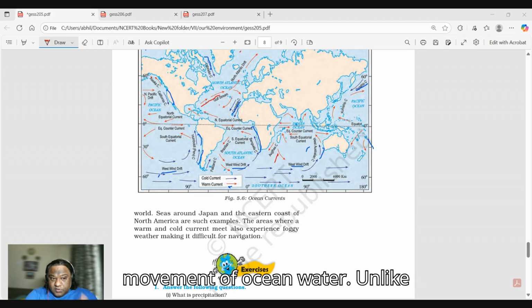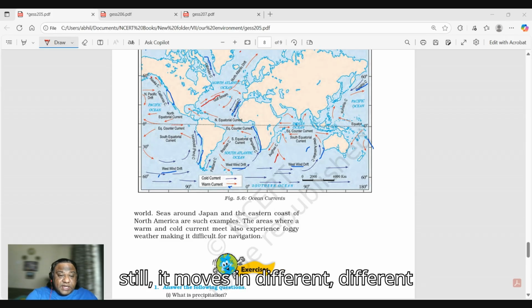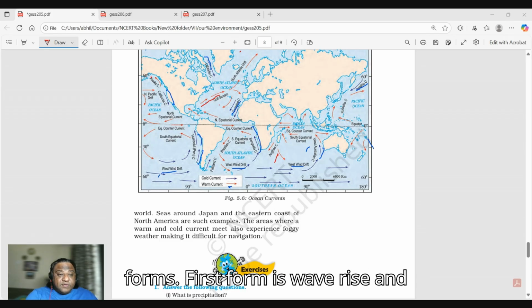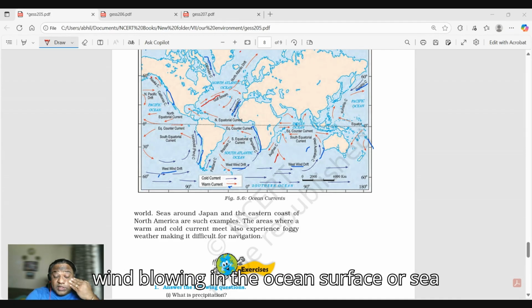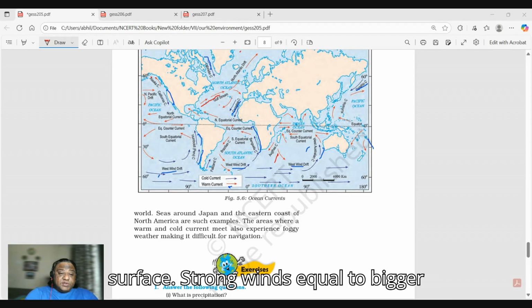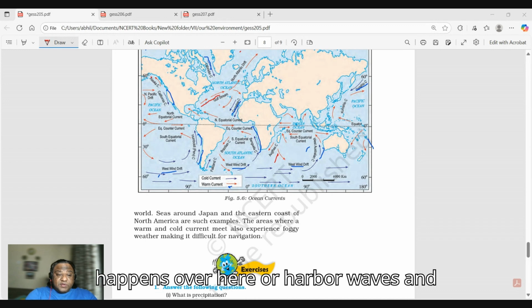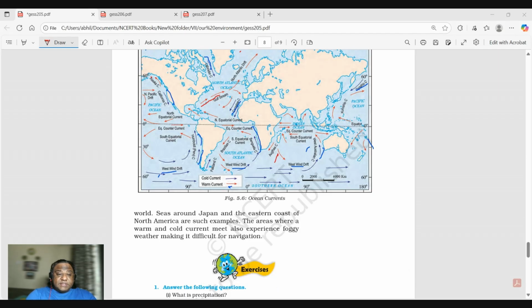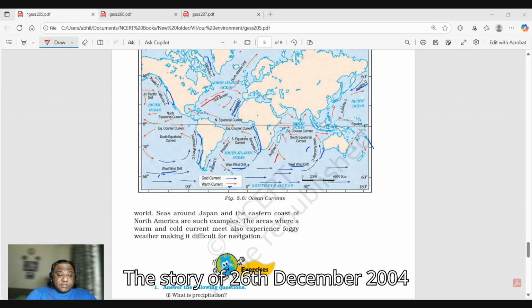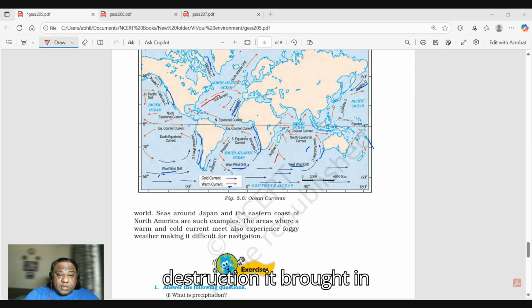Now comes the movement of ocean water. Unlike lakes and ponds, ocean water is never still. It moves in different forms. The first form is the wave, the rise and fall of ocean water, mainly due to the wind blowing on the ocean surface. Strong winds equal bigger waves. The introduction of tsunami happens over here, or harbor waves, caused by earthquakes, volcanic eruptions, and underwater landslides. The story of the 26 December 2004 tsunami is mentioned, and the destruction it brought.